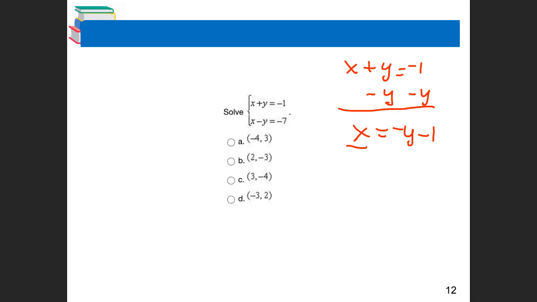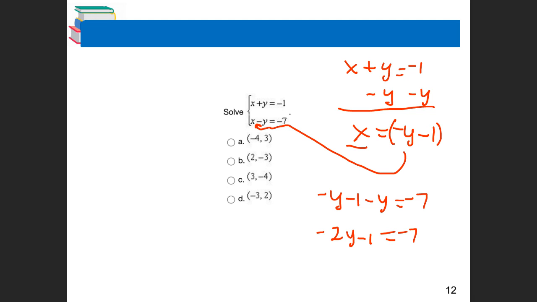So I know x equals negative y minus 1, so I'm going to substitute that back in where I see x. So it's going to give me negative y minus 1 minus y is equal to negative 7. Negative y minus y is negative 2y minus 1 equals negative 7. I'm going to add 1 to both sides. Negative 2y equals negative 6. So y is equal to 3. So this time I solved for the y value. So now I know the y value is 3.